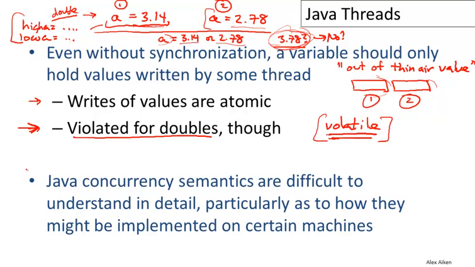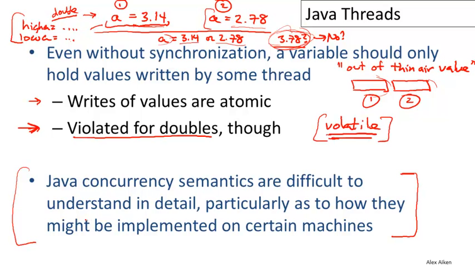More generally, or actually somewhat separately, Java concurrency semantics are kind of hard to understand in detail, and this issue around out of thin air values is one aspect of this. There are several other aspects of it, and this is really not Java's fault. It turns out that concurrency semantics are hard, and actually this is at the frontier of research. We don't really understand exactly what we want or what the right thing is to do to specify the behavior of languages in concurrent settings.